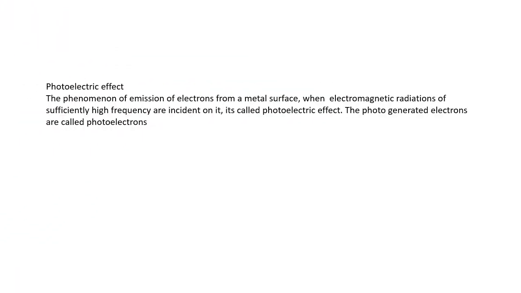So what is photoelectric emission? It is the phenomenon of emission of electrons from a metal surface when electromagnetic radiation of sufficiently high frequency is incident on it. It is called the photoelectric effect. Now, the light-generated electrons are called photoelectrons.